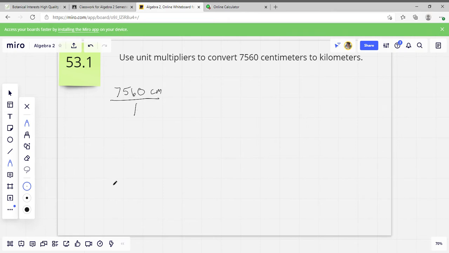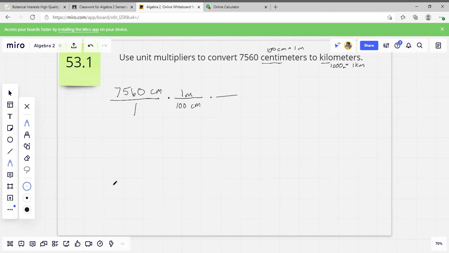Okay, now we need to know our converters. So when you think centimeters, think of cent is 100. So 100 centimeters equals 1 meter. And then kilometers means 1,000. So 1,000 meters equals 1 kilometer, like a 5K or a Y2K. K means 1,000. Alright, so we got to put our centimeters on bottom so that we're going to be able to cancel. So we're going to write 100 centimeters is 1 meter.